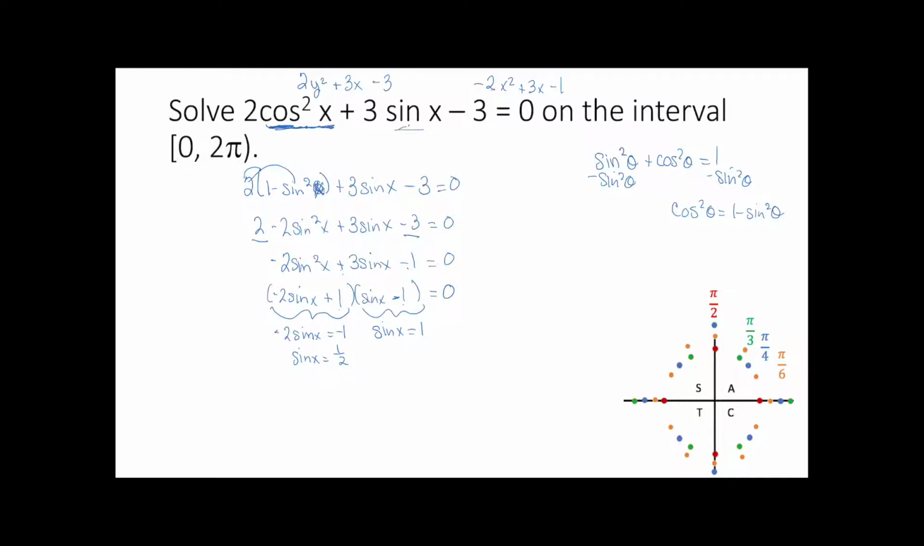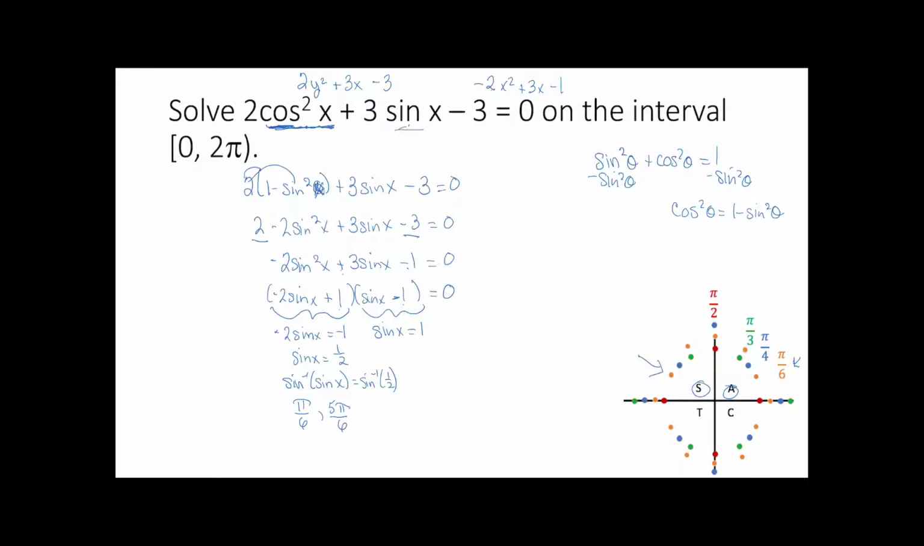So we ask ourselves, where is the sine of x in our table of 9 going to be equal to a 1/2? And that would be a pi over 6, a 30-degree angle in the first quadrant, and also a positive 1/2 in the second quadrant for sine. And so we will have a pi over 6 and a 5 pi over 6.